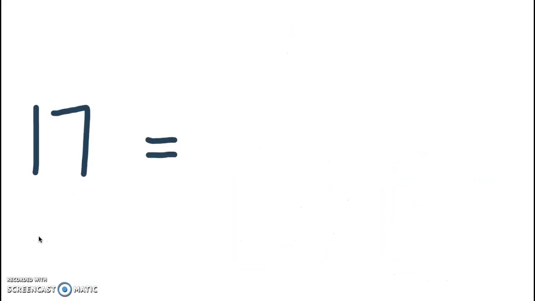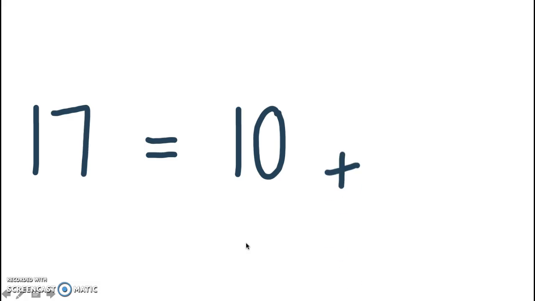All right, let's mix it up a little bit. This time, I'm starting with the whole amount, just like I said a few minutes ago. What number is that? Yep, it's 17 or 10-7. Perfect. Now, I want you, as fast as you can, to tell me what two numbers would you add together to make 17. So I said 17 is equal to what? Yes, 10 plus 7.